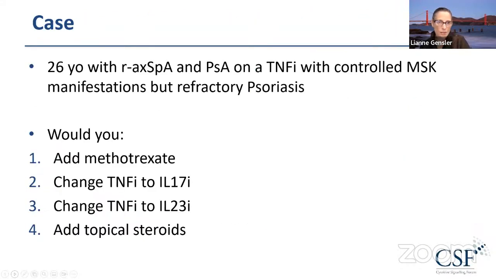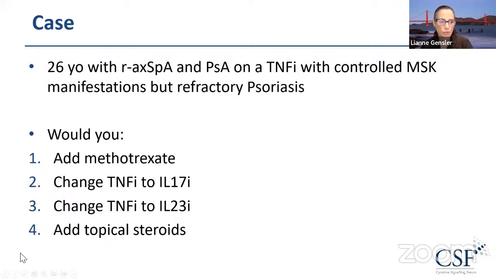So here, let's go on to a patient with psoriasis as a manifestation. This is a 26-year-old with radiographic axial spondyloarthritis and psoriatic arthritis. True, I promise these are all my real cases. Meeting CASPAR criteria, meeting modified New York criteria. She's on a TNF inhibitor and she has controlled musculoskeletal manifestations. So her arthritis is fine, but she has refractory psoriasis.